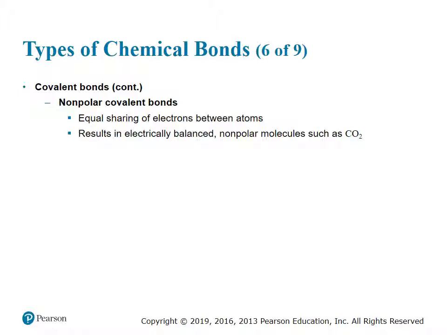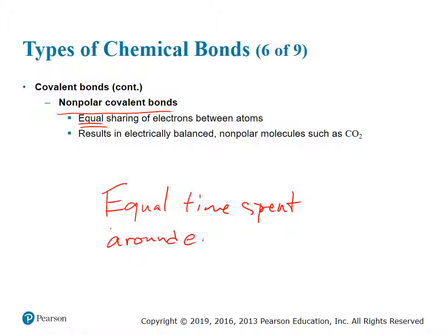Okay. So let's define what a nonpolar and polar covalent bond is. A nonpole, keyword is pole, but this is nonpole, so it's not a pole. Covalent bond is an equal sharing. The keyword is equal sharing of electrons between the atoms. What this means is equal time spent around each atom. That's what that means by equal. Equal amount of time spent around each atom.